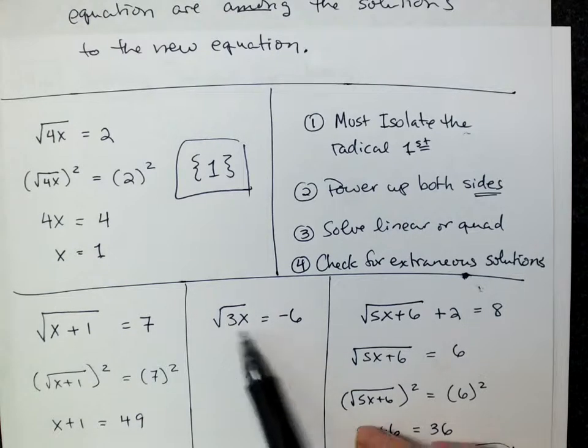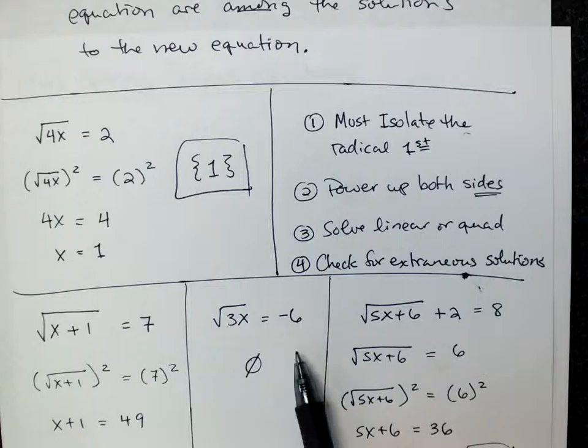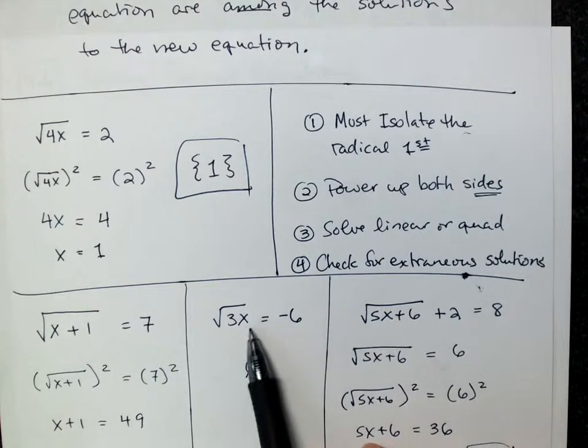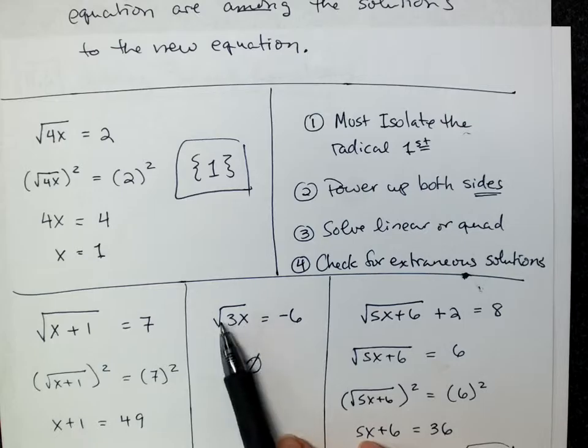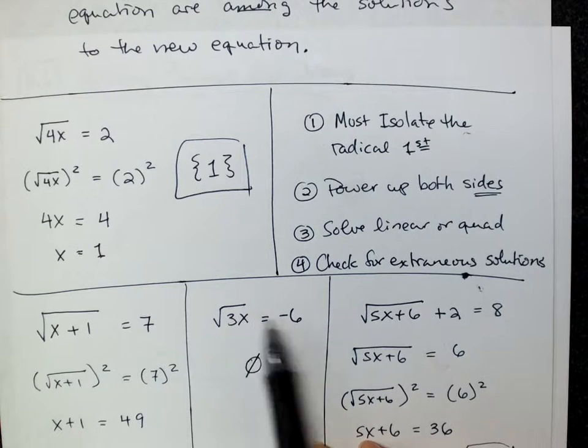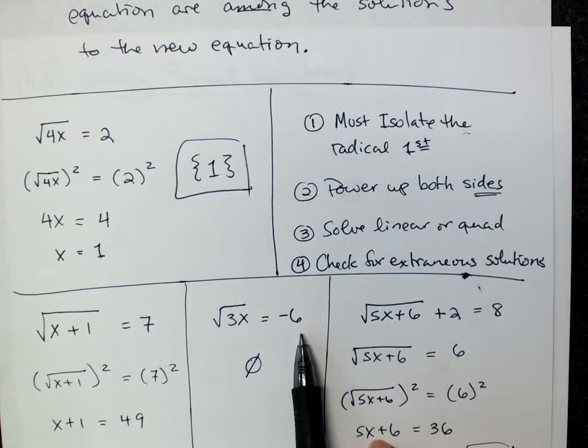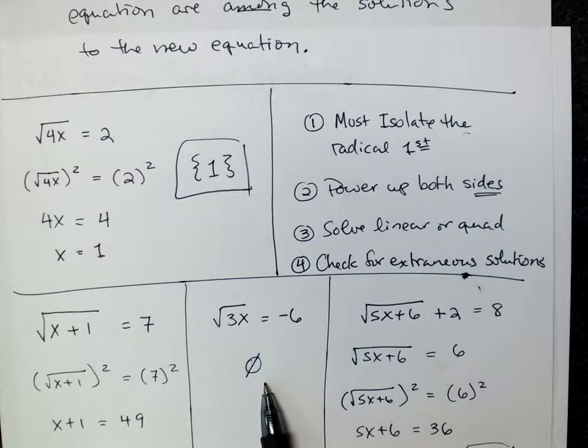Now, if you had gone through and worked this out, you can square both sides. You get 3x equals positive 36, because negative 6 squared is positive 36. Divide both sides by 3, and you get x equals 12. But when you plug it back in, 3 times 12 is 36. Square root of 36 is positive 6. And then you see, oh, so that's an extraneous solution. Throw it out, so there's no solution.